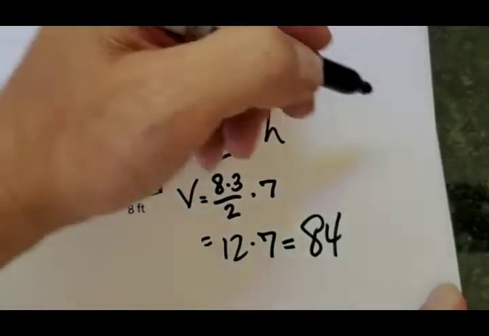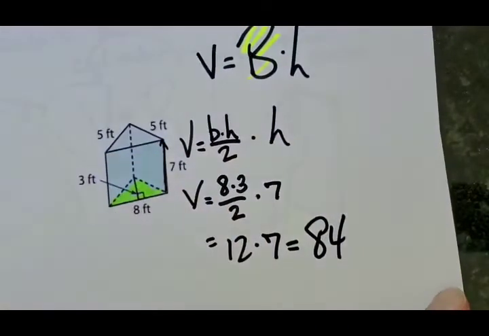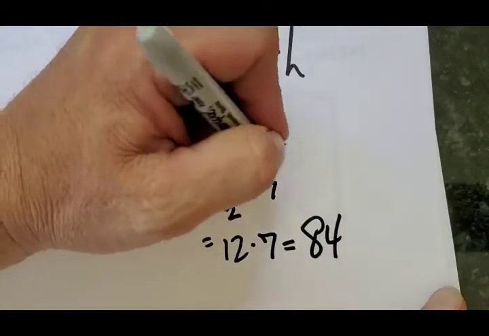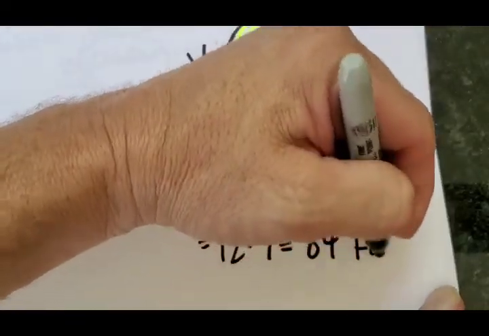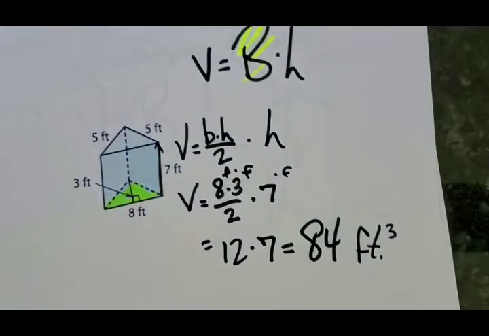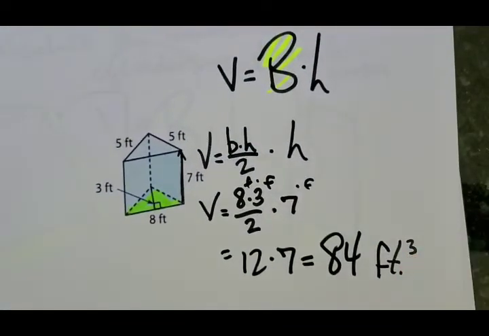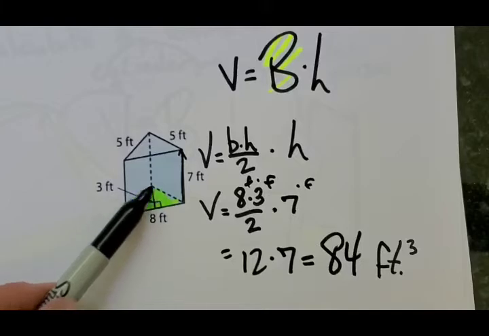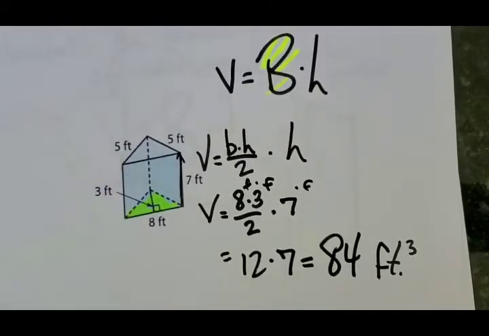Let's take a look at the units. Feet times feet times feet is feet to the 3rd power. Cubic feet. That's all you have. Find the area of the base, then multiply by how tall the prism is.